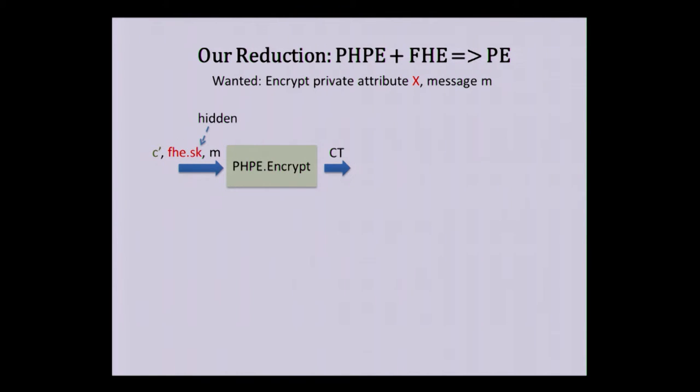Now, how are we going to generate a secret key for predicate P? Well, what we're going to do is generate a secret key for a related predicate. We're going to compute a predicate P prime, which is a fully homomorphic evaluation circuit with respect to the predicate P, and we're going to feed it through the partially hidden predicate encryption key generation algorithm to obtain a secret key for the predicate P prime.